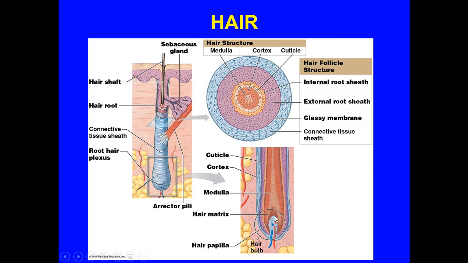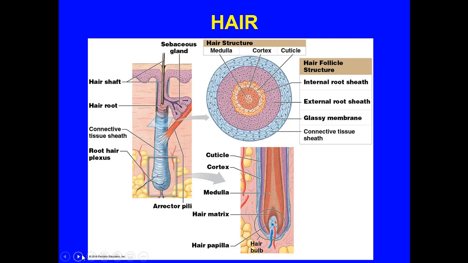You also have melanocytes that will produce various pigmentations to the hair, okay? But everything from here up are all dead cells. The hair structure consists of the medulla, the cortex, and the cuticle outer structure. The hair follicle structure consists of both an internal root sheath, an external root sheath, the glassy membrane, and the connective tissue sheath. So this is if you've taken a cut right here, as you can see this, okay?